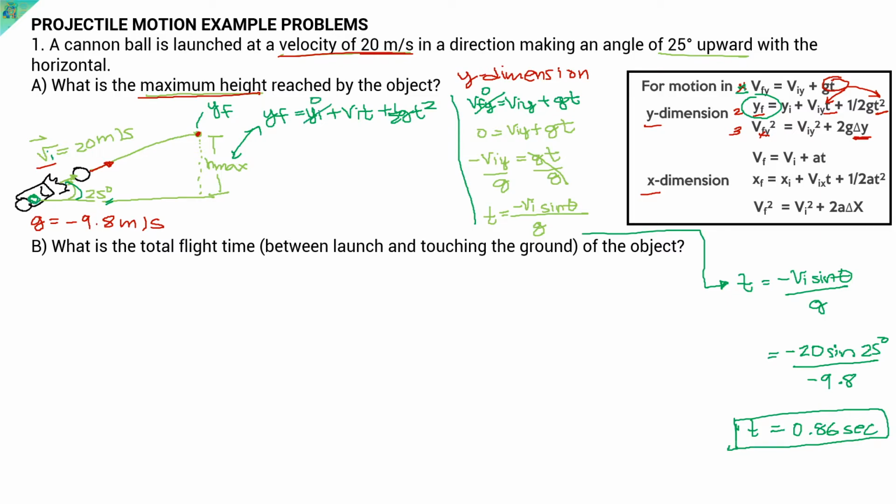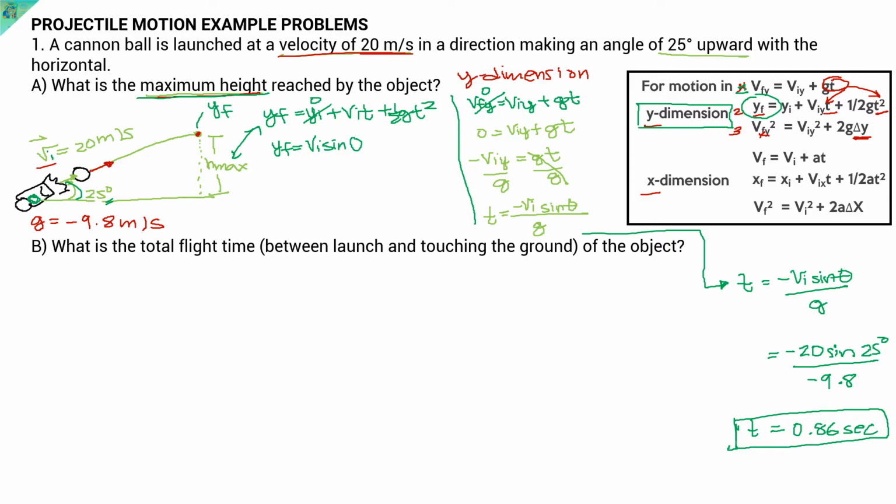Okay? So our VI should not be zero because that's the initial velocity. But again, that should be the initial velocity on the y-axis because we're talking about the maximum height, and the maximum height is at y dimension. Plus 1/2 G can't be zero, that's gravity, and then we still have time.